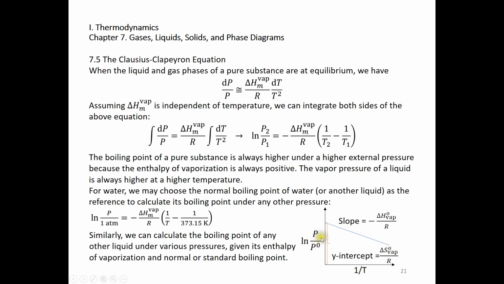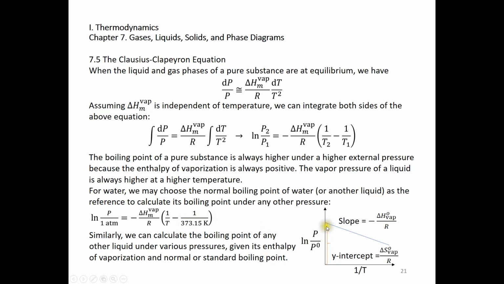Over here I'm using P over P naught, but you can of course use some other references. For example, for water, you can replace this P naught with 1 atm, and then you can somehow use this normal boiling point of water to get the y-intercept. So by looking at this equation, what's the y-intercept? It's just negative enthalpy of vaporization over R, and then divided by this temperature.